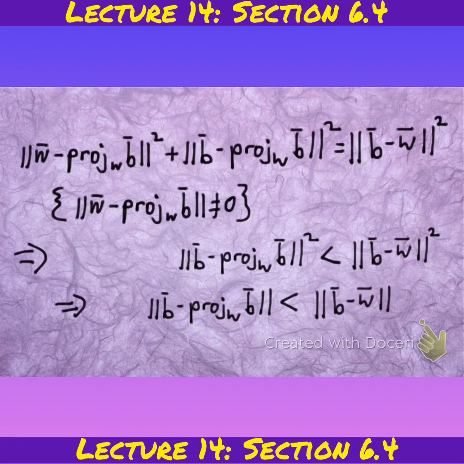Okay, so for this vector w in the subspace, the difference between those two vectors is always going to be bigger than the difference between the vector b and its orthogonal projection on W.